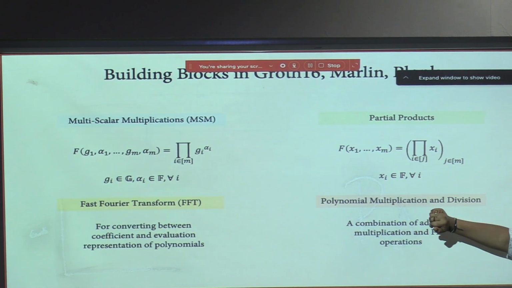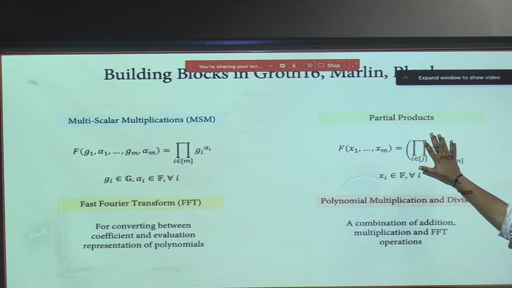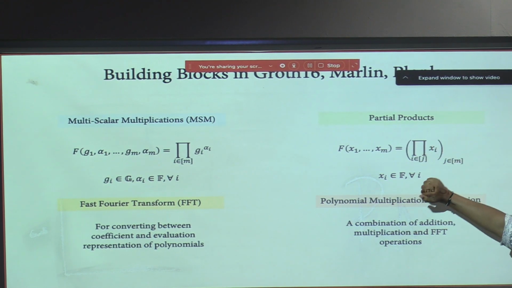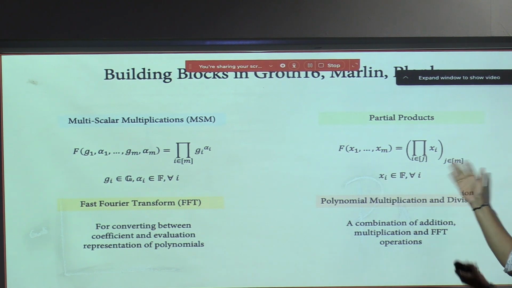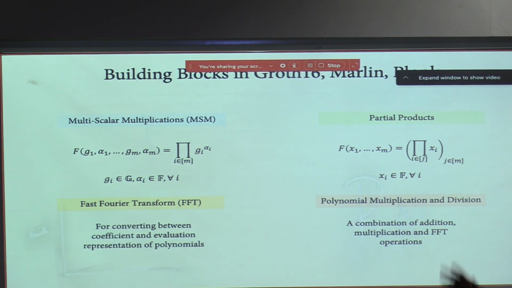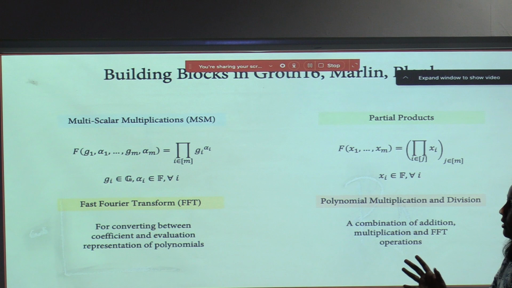So there is something called partial products, which is only needed with respect to Plonk, not with respect to Groth or Marlin. And this just involves computing, as the name suggests, partial products. So given M elements, you just compute all the partial products on these M elements. And the other heavily used tool for these particular SNARKs is fast Fourier transform, which involves converting between coefficient and evaluation representations of polynomials. Once you get FFT, you can do polynomial multiplication and division, and you would also use addition essentially. So these are the basic building blocks.